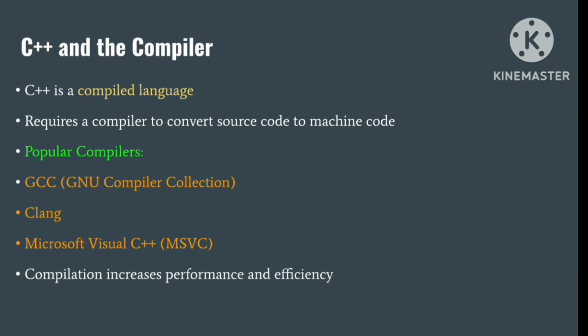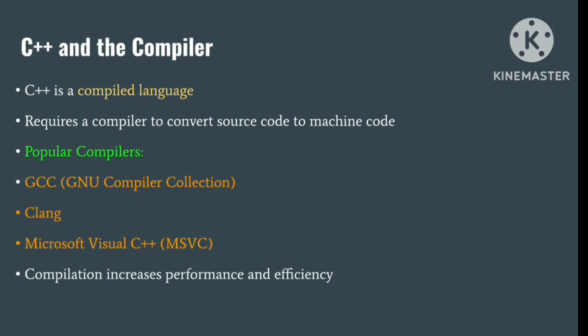So now, why does C++ use compilers? C++ is a compiled language. It does not translate code line by line. It translates code all at once, and then it creates the object file. Then the object file is linked into an executable file, and the executable file runs in the computer and gives us the output of our written program. So C++ is a compiled language.